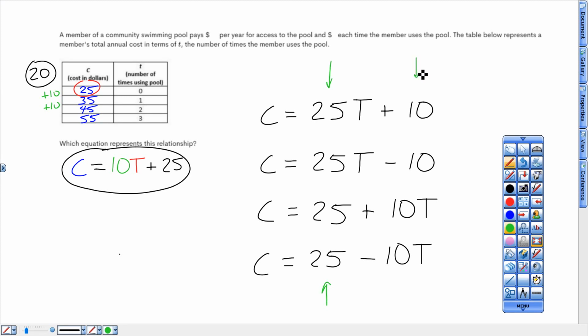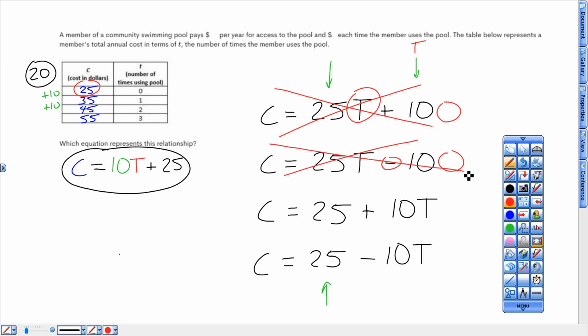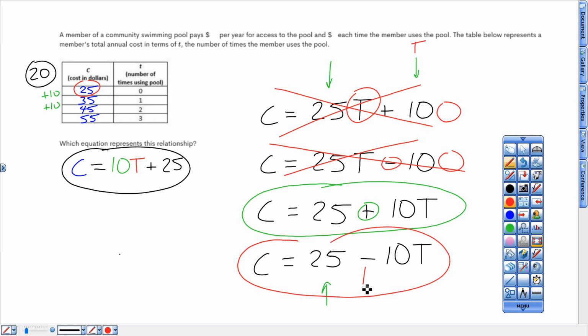That's the one that needs the T on it. So if you have one like this one, there's no T attached to this 10. You never put the T on the 25. This one, again, is missing that. Plus it's subtracting. This middle one looks good because this is the only one that has plain 25 plus 10t. This next one looks close, but it's subtracting 10t. This is going up by 10. That makes this one no good.